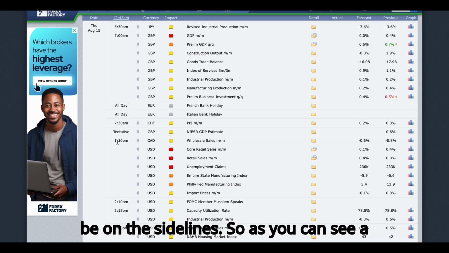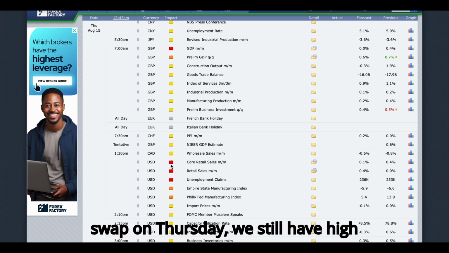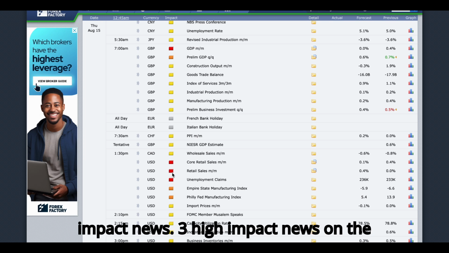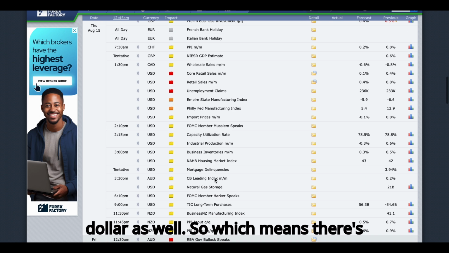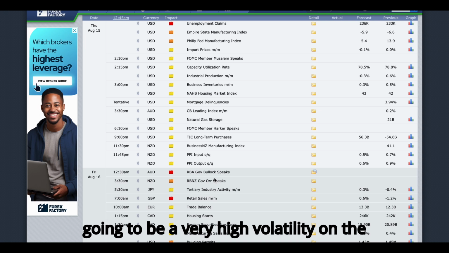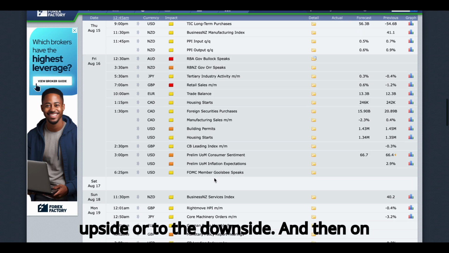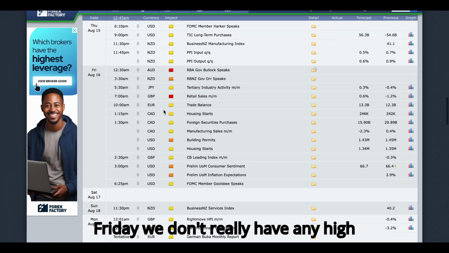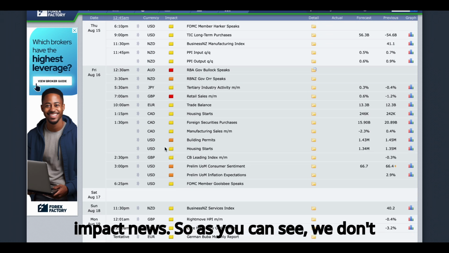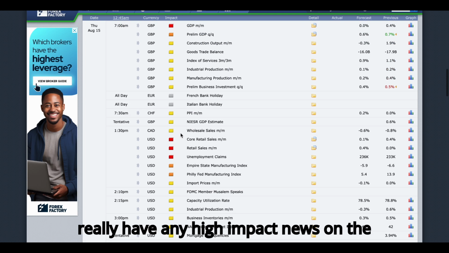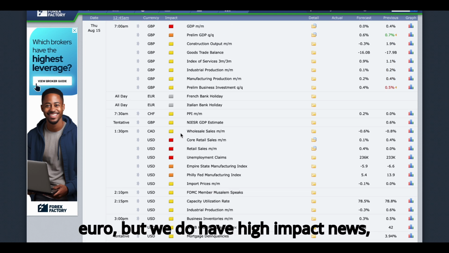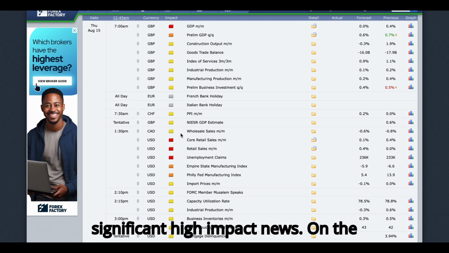So as you can see as well, on Thursday, we still have high impact news, 3 high impact news on the dollar as well. So which means there's going to be a very high volatility on the dollar, whether it's going to go to the upside or to the downside. And then on Friday, we don't really have any high impact news. So as you can see, we don't really have any high impact news on the euro, but we do have significant high impact news on the dollar.